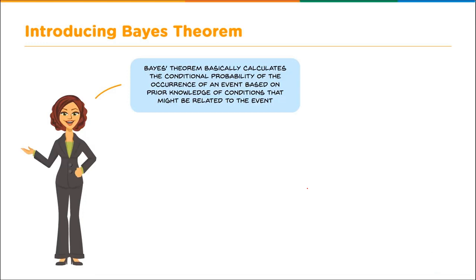Now, Bayes theorem basically calculates the conditional probability of the occurrence of an event based on prior knowledge of a condition that might be related to the event. So here we are going to find out the probability of a certain thing based on a certain event which has already occurred, where the two events are related to each other. Based on the already occurred event, we are going to find out the probability of the upcoming event.